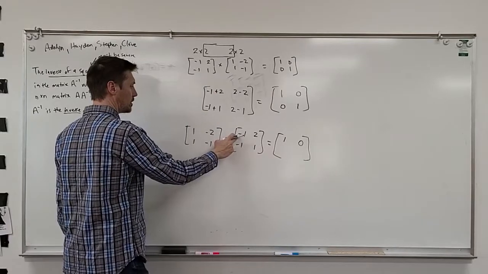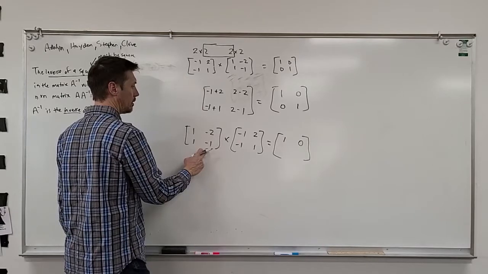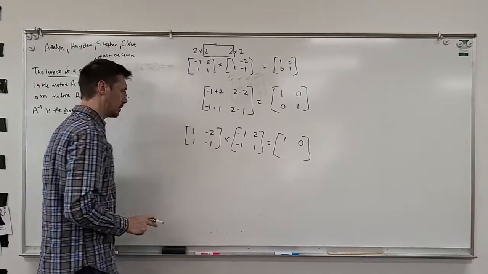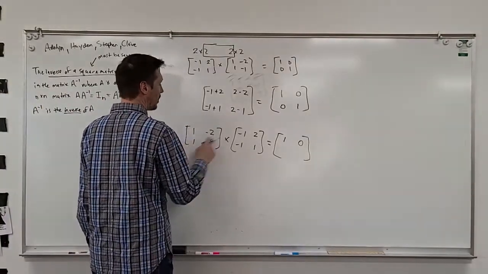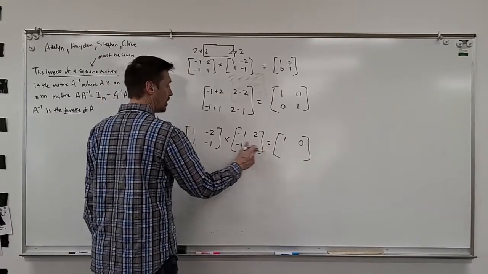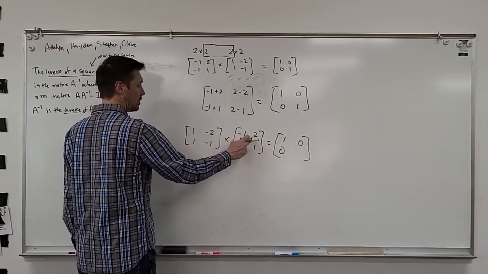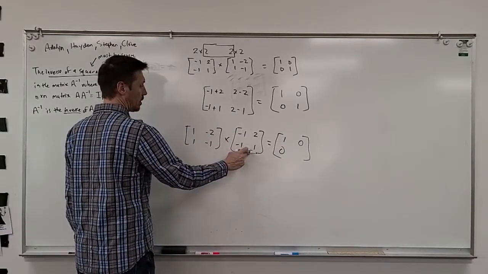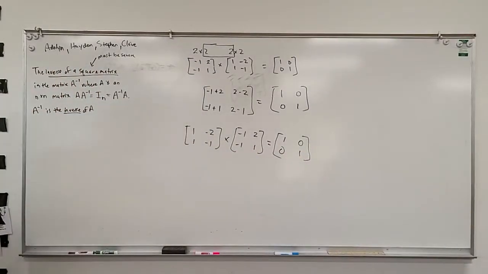1 times a negative 1 is negative 1, and then negative 1 times, wait a minute. Yeah, sorry, we want a 0 there. 1 times a negative 1 is negative 1, plus a negative 1 times a negative 1, which is a positive 1. So negative 1 plus 1 is going to be 0. And then finally, 1 times 2 is 2, and negative 1 times 1 is negative 1, so 2 minus 1 is 1. So we get the identity matrix regardless of the order that we multiply these in, and so these are, in fact, inverses of one another.